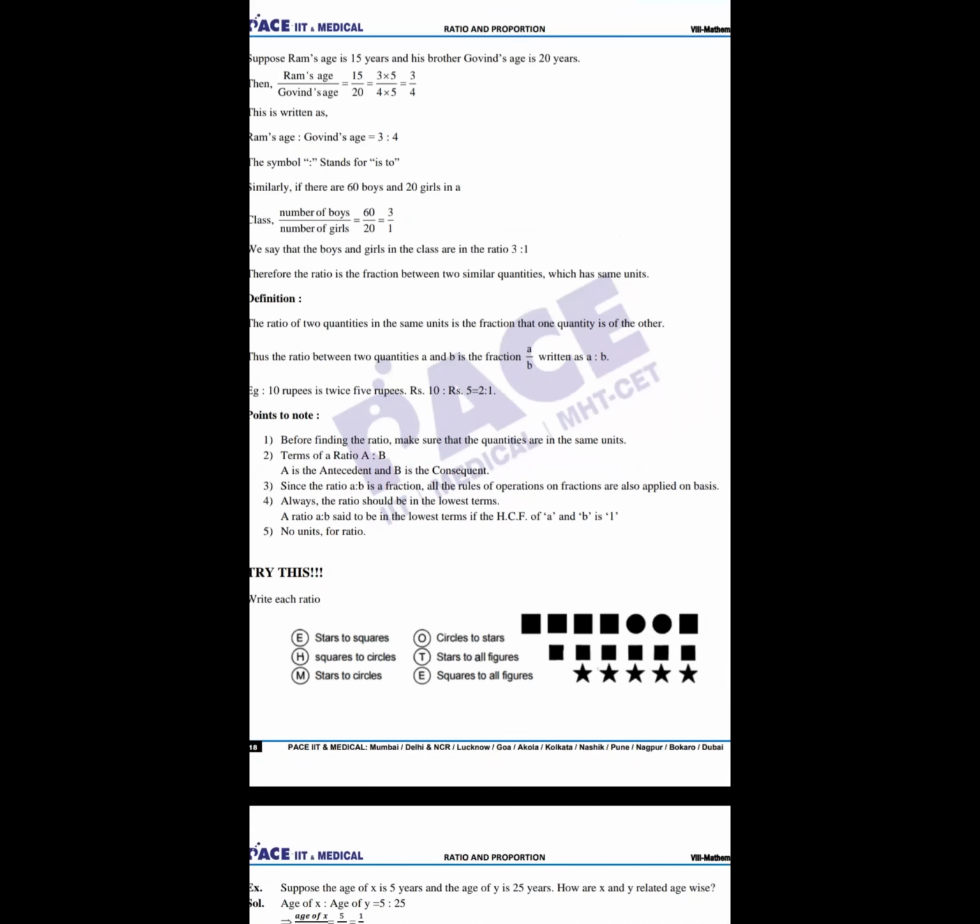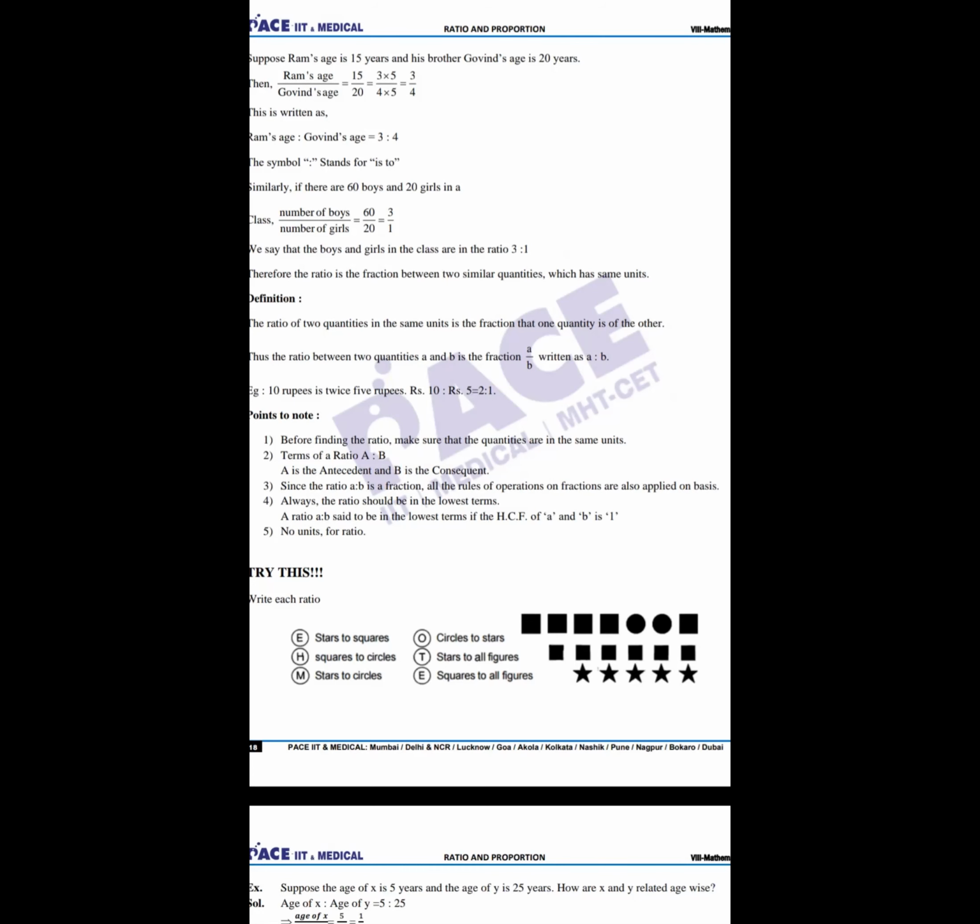Third point, since the ratio a upon b is a fraction, all the rules of operation of fractions also apply. For example, we know how to add and subtract different rational numbers or fractions. Since any ratio is a fraction only, you can apply the basic operation rules. Fourth, the ratio should always be in the lowest terms. For example, if the ratio is 2 upon 4, write it in the simplest form, which is 1 upon 2.